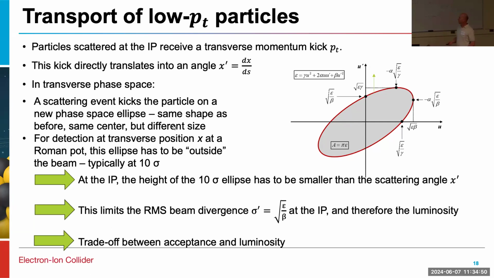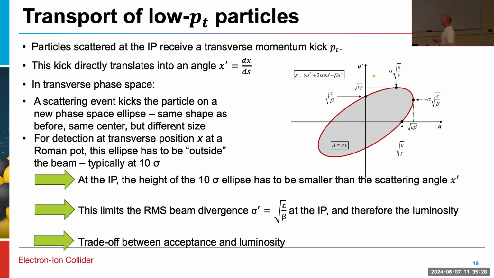And so how that works is basically, so particles are scattered, they receive a transverse momentum. That's how you describe it. We describe that as an angle, right? That's the X prime at the IP. And what happens now, if you consider that in phase space, you have a particle that is traveling on this ellipse here, and now at the IP it gets a kick. So it gets a vertical kick along the X prime axis. It's an angle, and then it travels on a larger ellipse. But ellipses do not intersect.